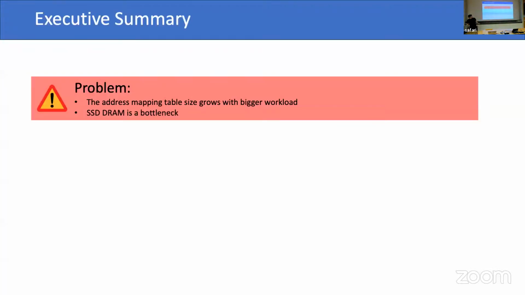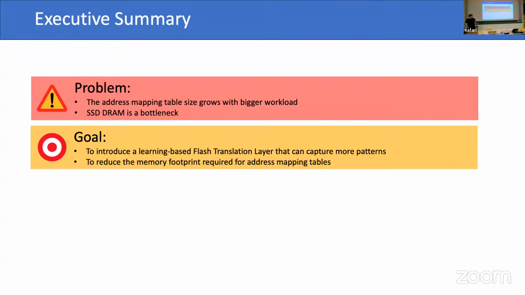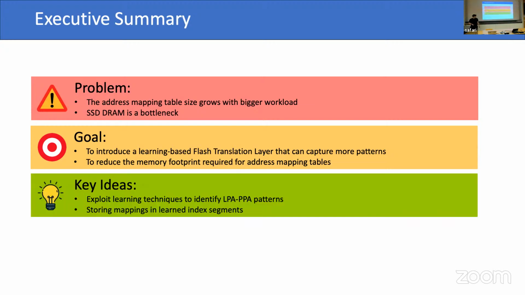So, first of all, what are the problems? The first problem is that the address mapping table grows with bigger workloads. Also, as the SSD capacity grows, the SSD DRAM is a bottleneck. So what are our goals? Our goals are to introduce a learning-based FTL that can capture more patterns, and also to reduce the memory footprint of the address mapping table.